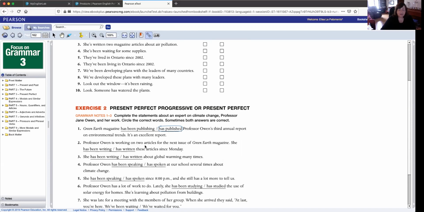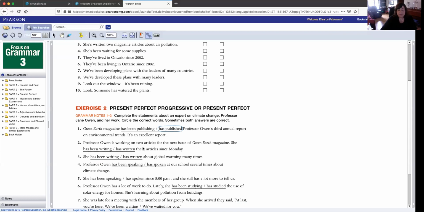Professor Owen is working on 2 articles for the next issue of Green Earth magazine. She has been writing these articles since Monday, or she has written these articles since Monday. Over here it says that she is working on the 2 articles. She's now in the middle of working on the 2 articles. So the answer would be has been writing.